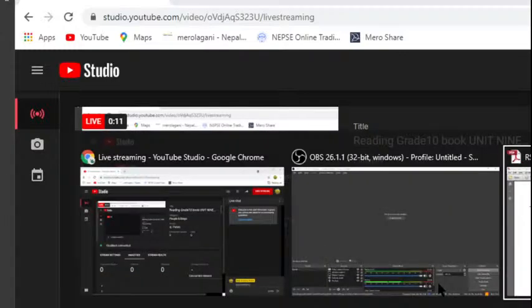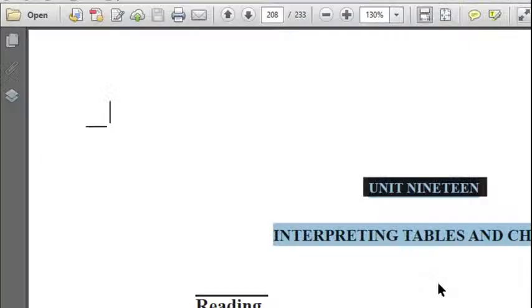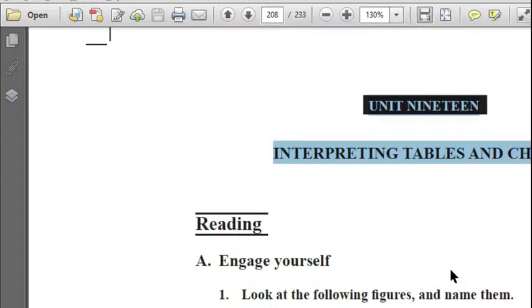So without wasting ado, today I will not talk about any of the places to visit as there are so many things to learn at once. This is going to be the concluding reading for grade 10 unit 19, interpreting tables and charts. Basically we have description of charts and tables as well as graphs, and for that we make 3 paragraphs.